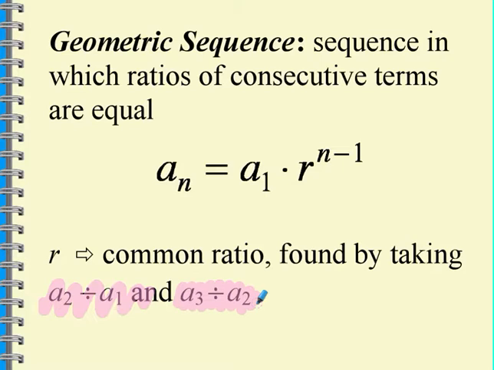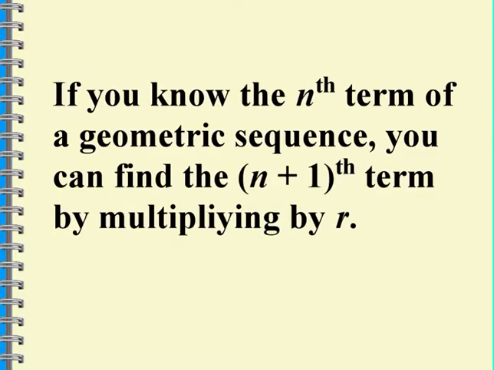That might not make a whole lot of sense until we actually get into a problem, but here's something else to get down and to understand. If you know the nth term of a geometric sequence, like the 50th term or the 100th term, you can find the n plus 1th term. That's the term right after, so the 51st or the 101st, by just multiplying by r. That's something that a lot of people maybe don't understand. So if you know the 50th term and want to find the 51st term, you take the 50th term times your common ratio, or divided by that.